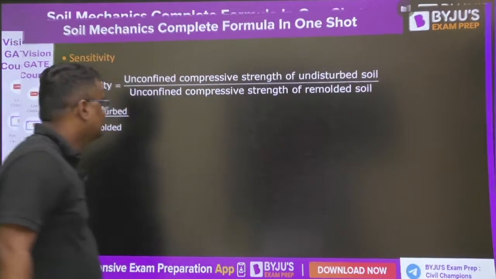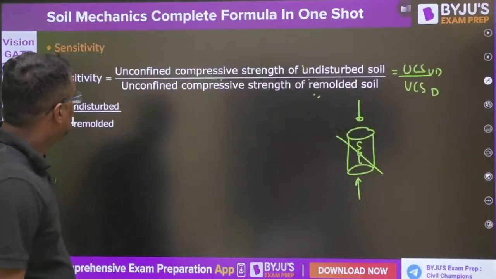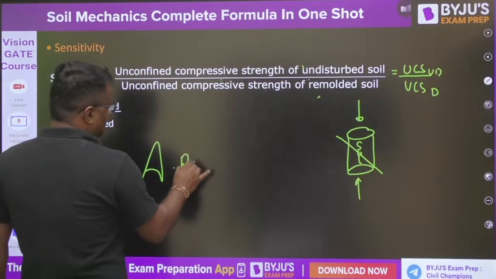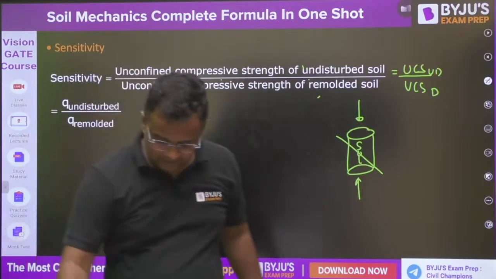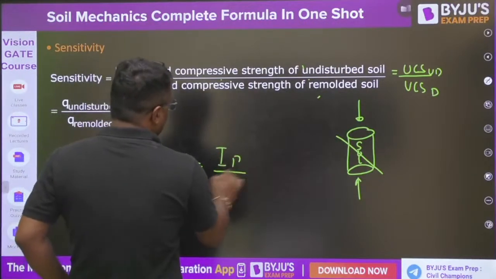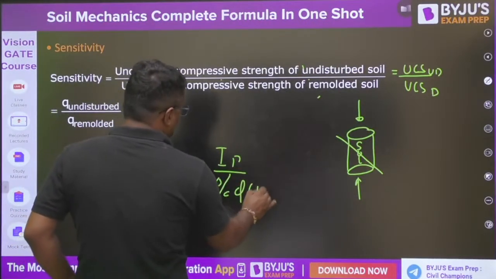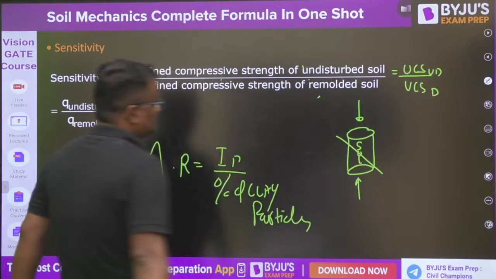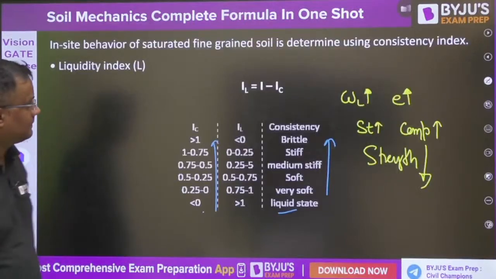Okay, like this. Now one more thing, activity ratio. What is the activity ratio? That value is IP upon the percentage of clay particles. IP upon this percentage of clay particles.